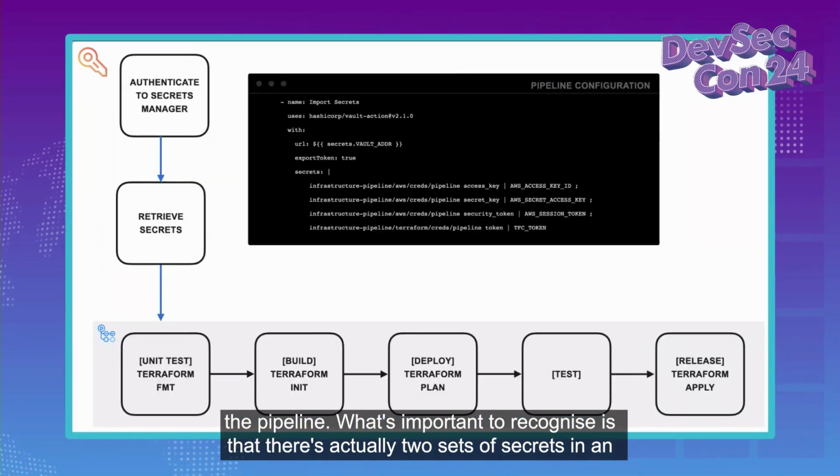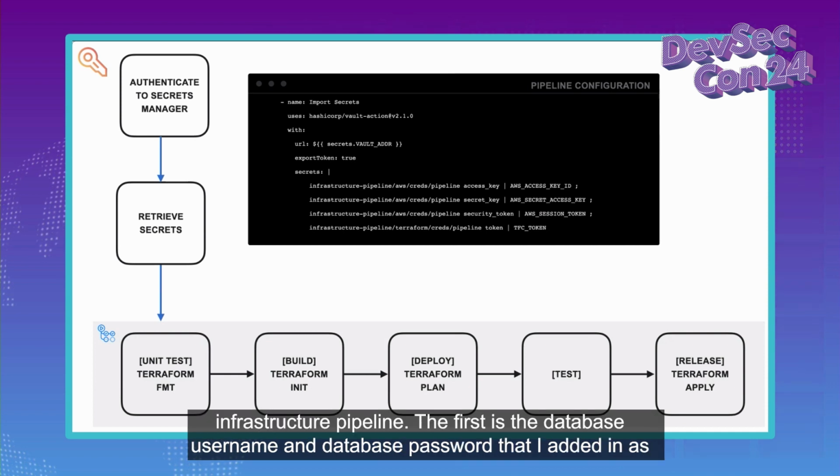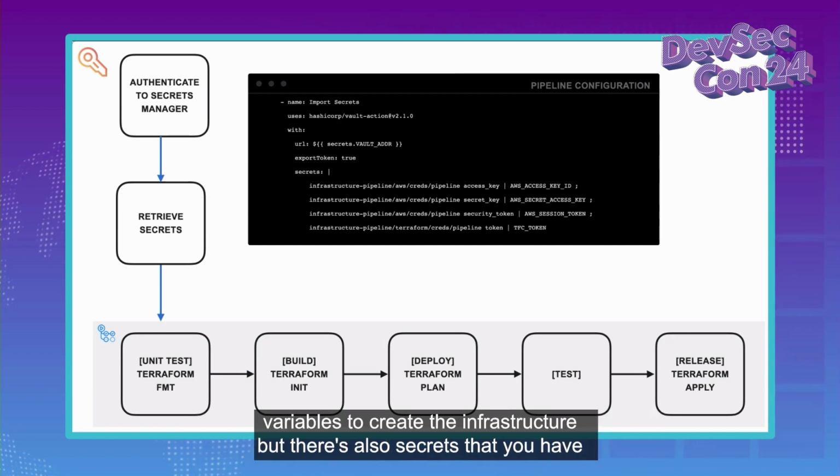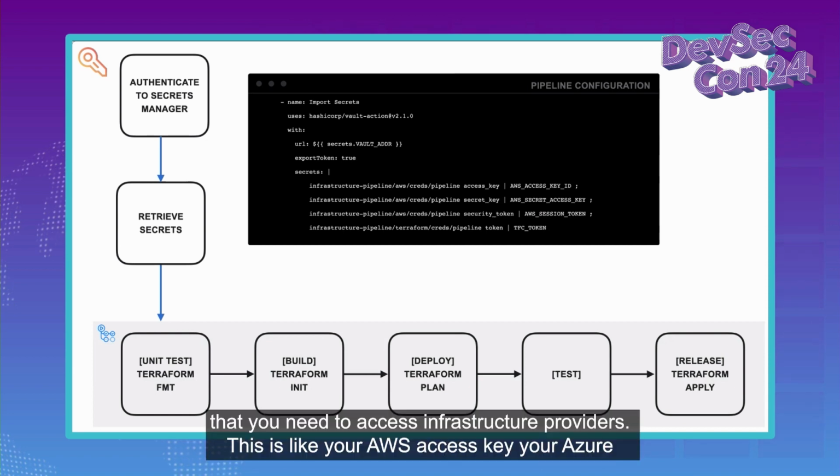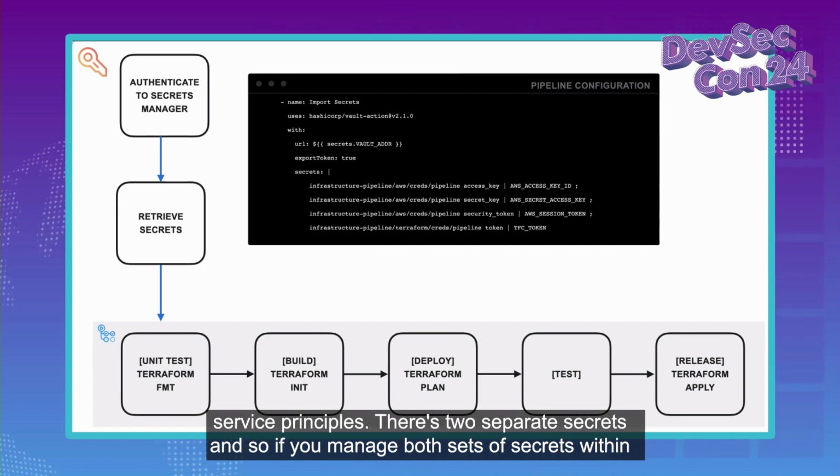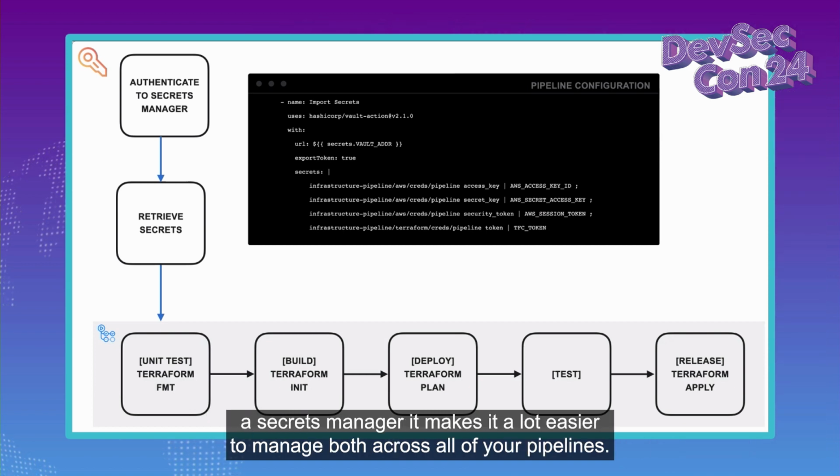What's important to recognize is that there's actually two sets of secrets in an infrastructure pipeline. The first is that database username and database password that I added in as variables to create the infrastructure. But there's also secrets that you need to access infrastructure providers. This is like your AWS access key, your Azure service principals. There's two separate secrets. And so if you manage both sets of secrets within a secrets manager, it makes it a lot easier to manage both across all of your pipelines.